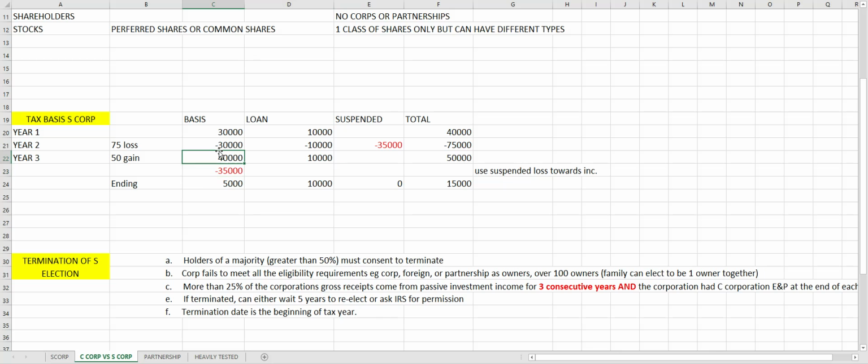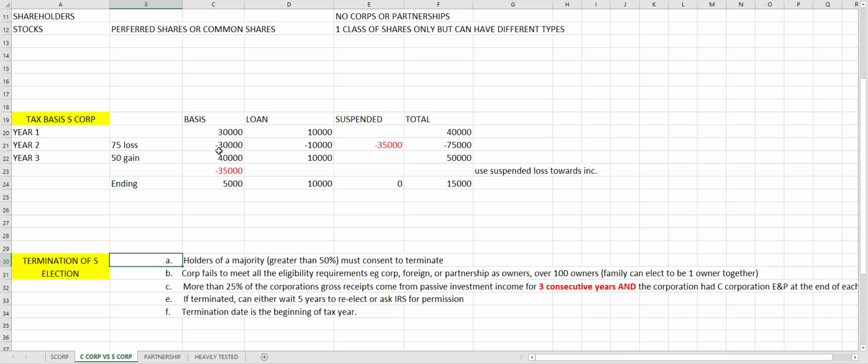Now that $40,000 is going to basically be income to you. So at that point you need to use that $35,000 that was suspended loss, and your ending would only be a gain of $5,000. So now your total here is 15 as your basis. And so that's how you calculate tax basis for an S Corporation.